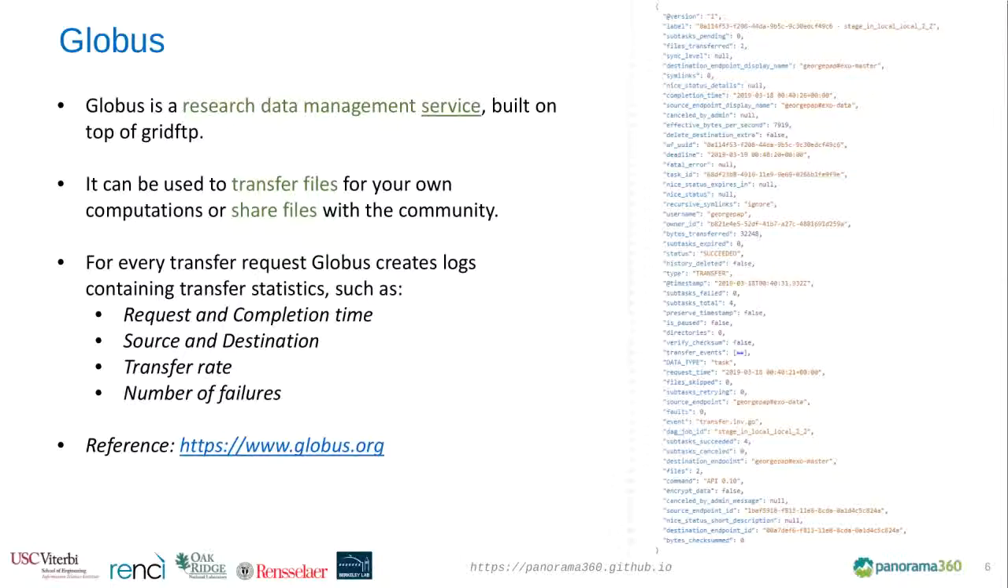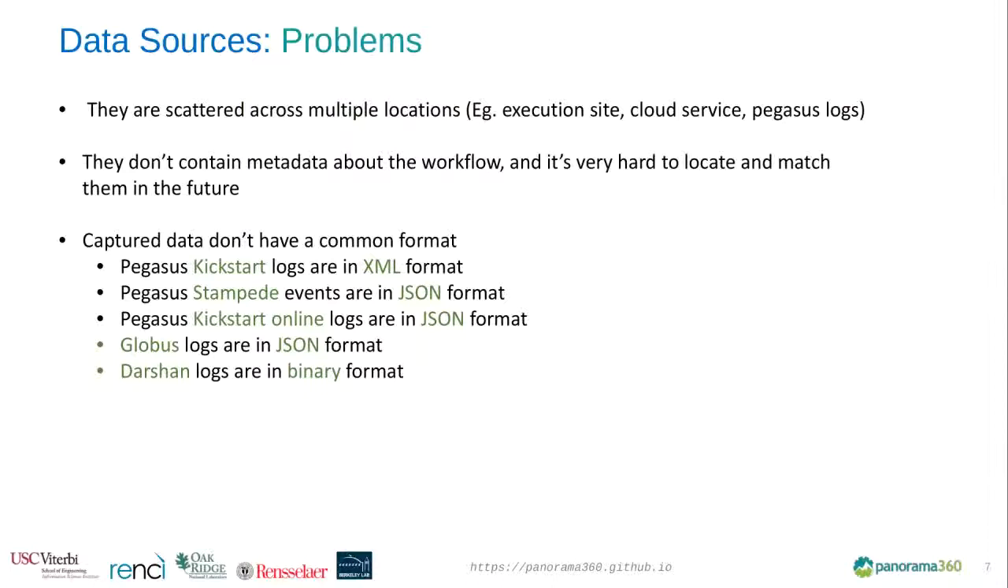Okay, all of these tools existed before, but we had some issues down the way. First of all, the resources are scattered across multiple locations, for example, the execution site, cloud services, and Pegasus. The logs weren't containing metadata about the workflow, so it was very hard to locate and match them in the future. On top of that, they weren't in a common format. For example, Kickstart logs were in XML, the Stampede events were provided in JSON, Kickstart online logs were in JSON, Globus logs were in JSON, and Darshan logs were in binary format.